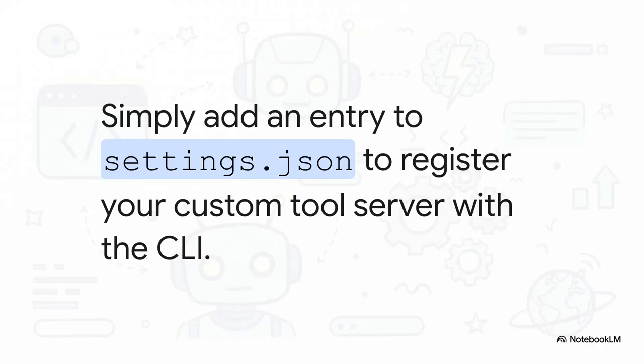And look how simple it is to set up. This little snippet of JSON in the settings.json file is all it takes. We're just telling the CLI, there's a server, here's the command to start it, in this case a Python script, and here's the port to find it on. With just these few lines, you have taught the AI a brand new skill.